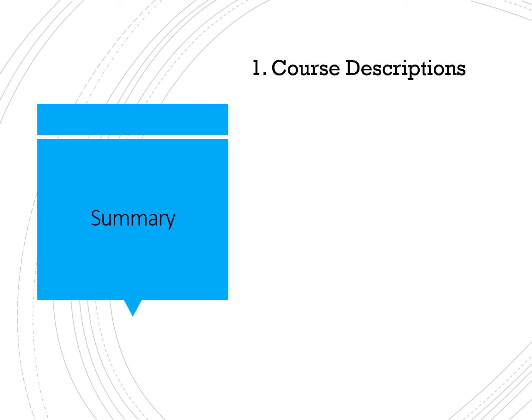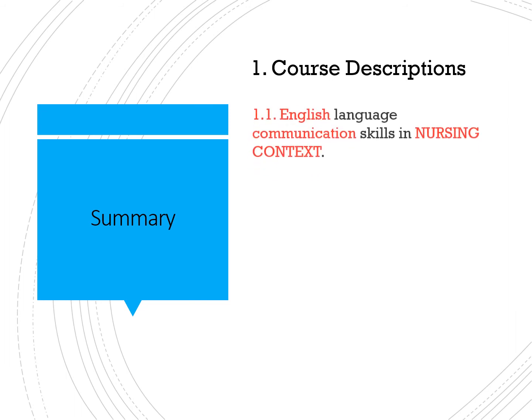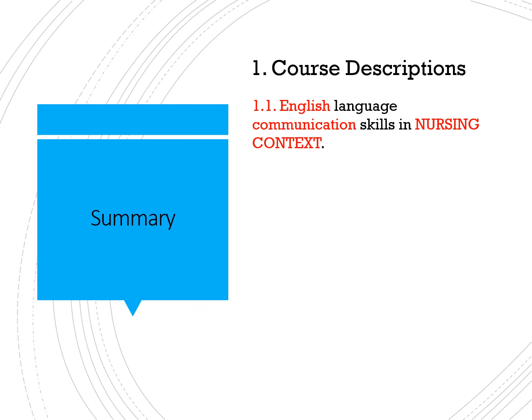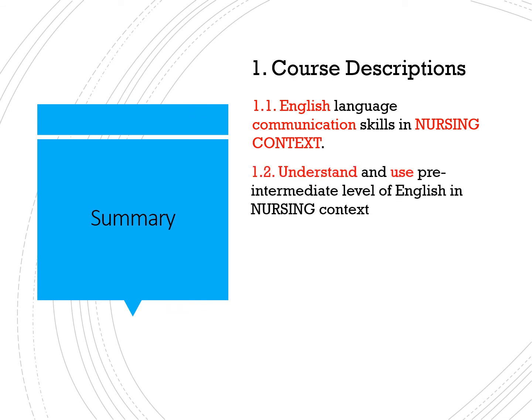Okay, we have just finished discussing the first topic of this video, which is about course descriptions. Let's summarize. The first one, this course is about English language communication skills in nursing context. The goal of this course is to understand and also use pre-intermediate level of English in nursing context. And we have different roles. My role as the lecturer is to facilitate you, and the role of you as the students is to actively participate.